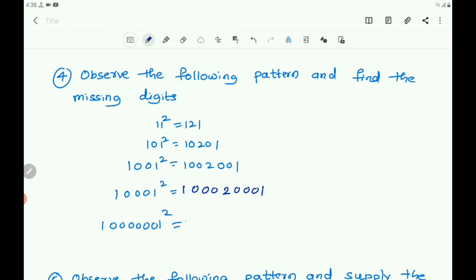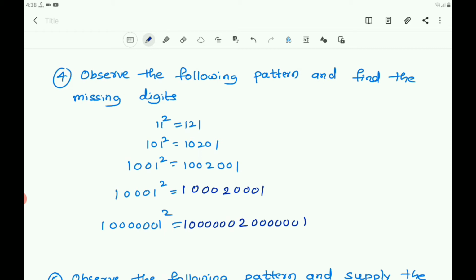Next here, you can write 1. How many zeros are there? 1, 2, 3, 4, 5, 6 zeros are there. So you can write 1, then 6 zeros, 2, then 6 zeros, 1. In this way, you can write the missing digits in the square of the given number.